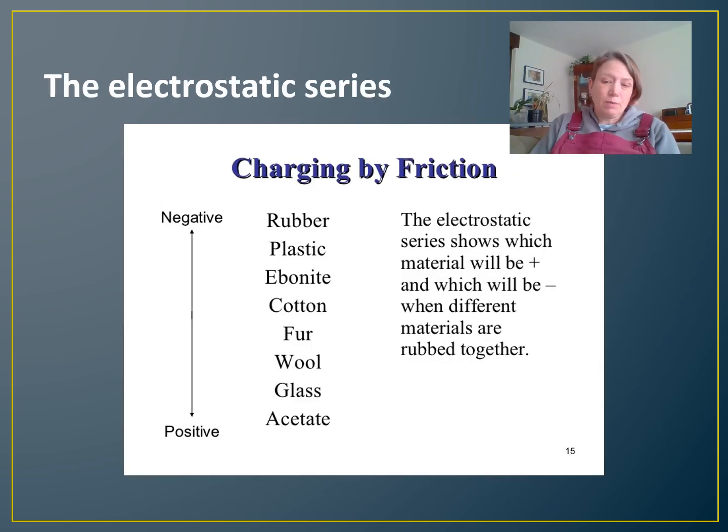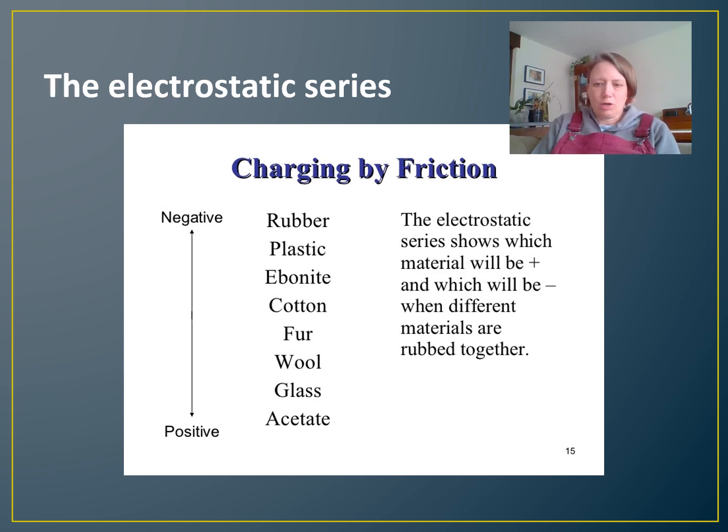I mentioned that some materials have a certain desire or grabbiness for electrons. This is known as the electrostatic series. It basically just is something scientists have determined experimentally. They rubbed a bunch of things together and figured out who grabbed the electrons. So in general, there is kind of a hierarchy or an order of who grabs the electrons.